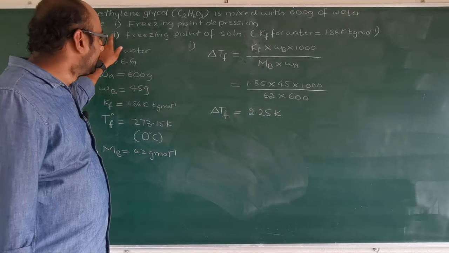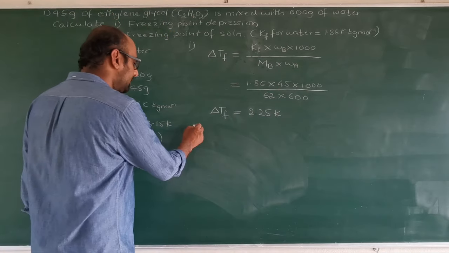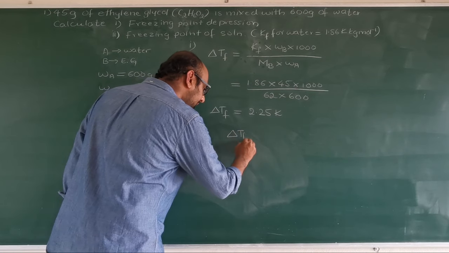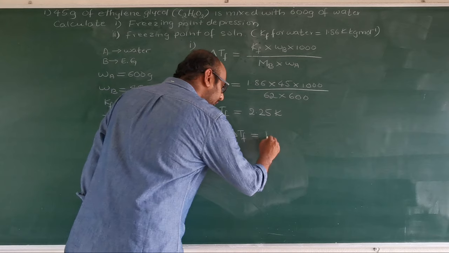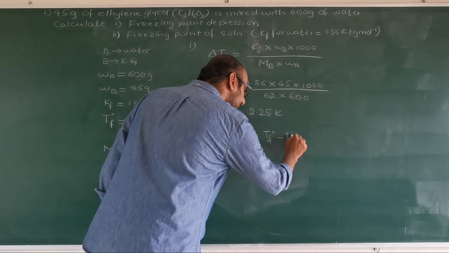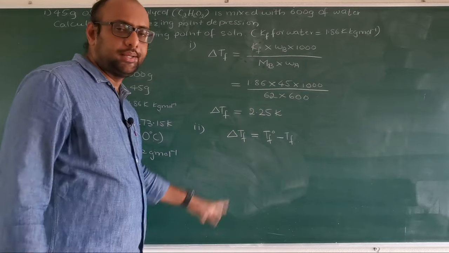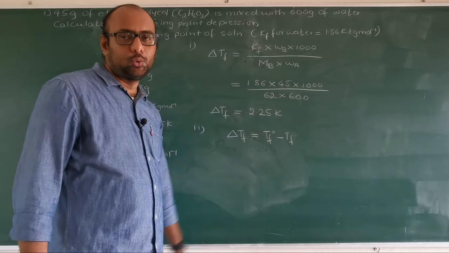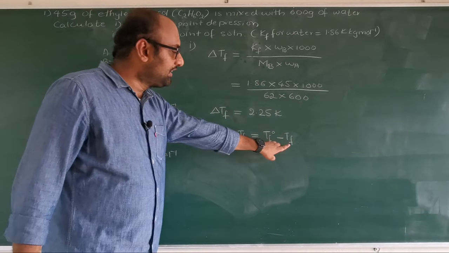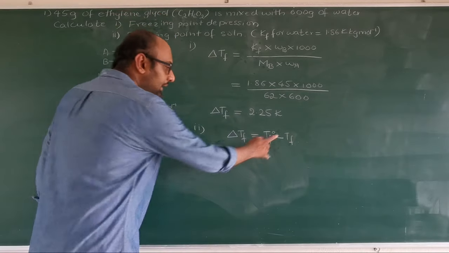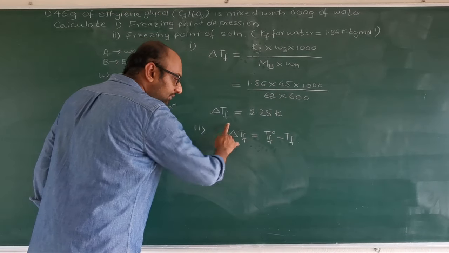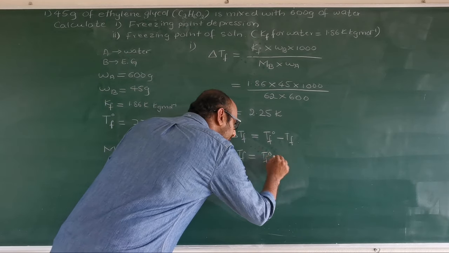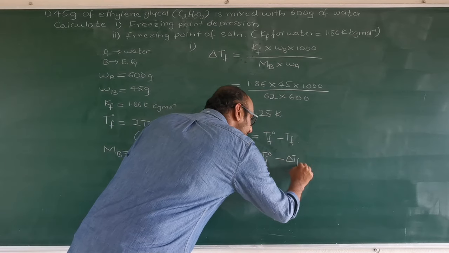Now you have to calculate the second one, freezing point of the solution. You know another mathematical expression for delta TF. Delta TF is equal to TF naught minus TF. I explained this already. Delta TF is equal to the freezing point of pure solvent minus freezing point of solution. Freezing point of the solution you have to calculate. So let me bring this on this side, delta TF I'll send on that side. So TF is equal to TF naught minus delta TF.